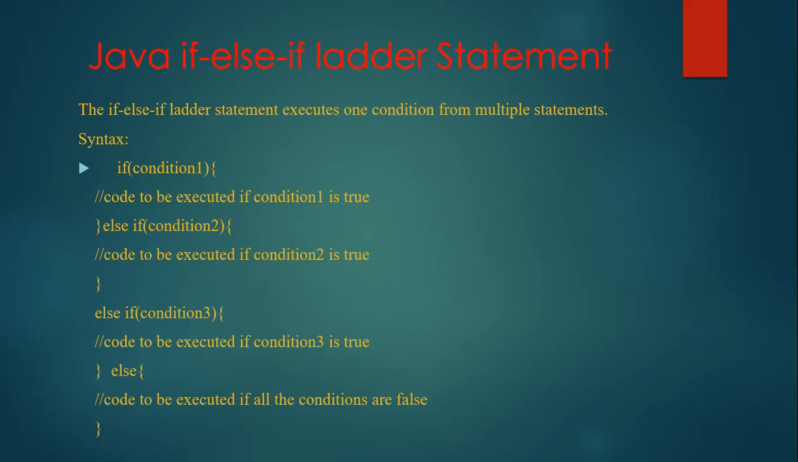If condition 1 becomes true, then the code of condition 1 will be executed. If condition 2 is true, then the else if part of condition 2 will execute. If condition 3 is true, then this statement will execute. And if all the conditions are not satisfied, then we can go for the else statement. It is just similar to a switch statement.